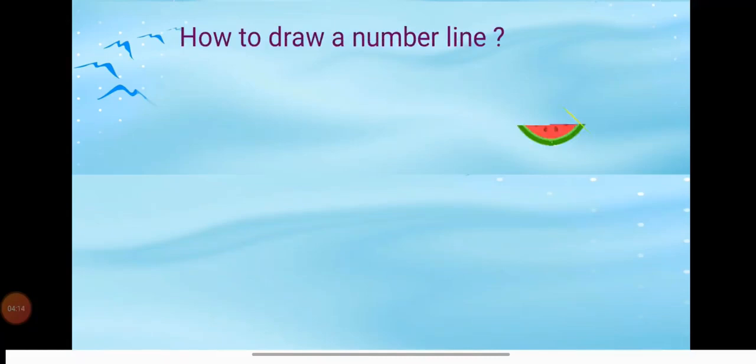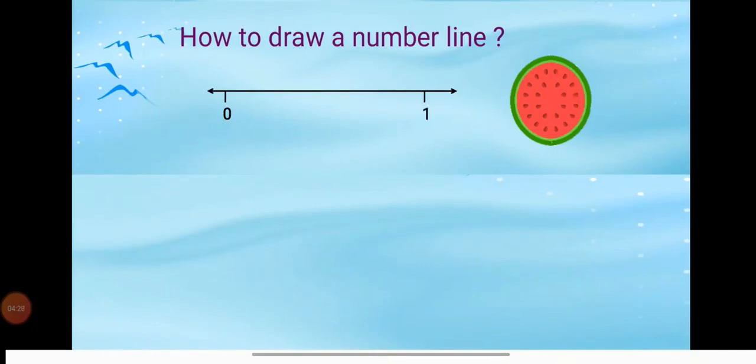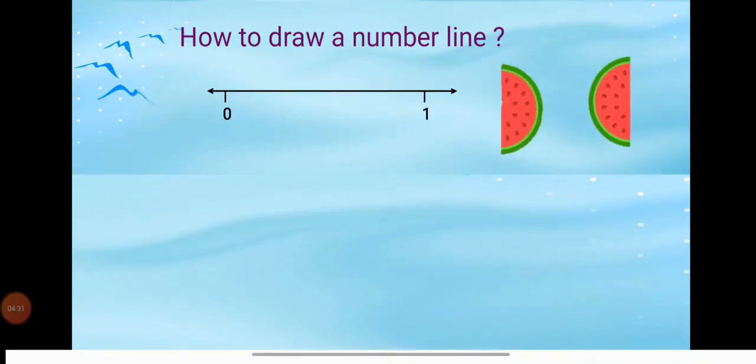Now let us understand how to draw a number line. As you can see, there is a whole. So this is a whole, and now when I divide this into half, you can see two parts of a whole. So what I have done is, I have divided this whole into two equal halves, and now I will represent the half of this whole on a number line. So let us see how we can do this on a number line.